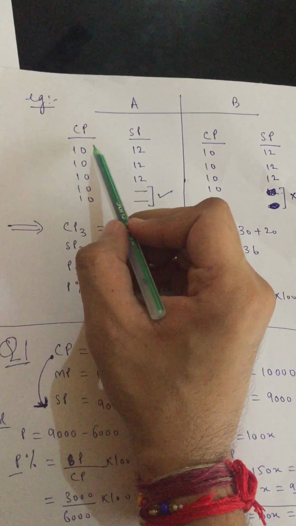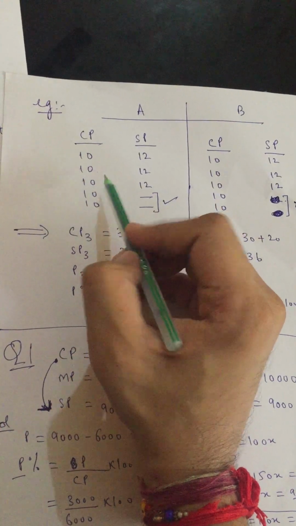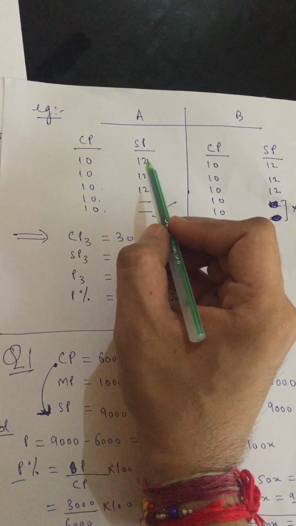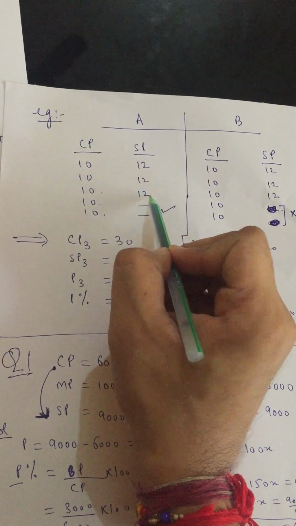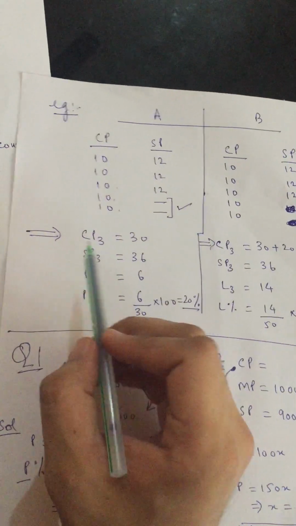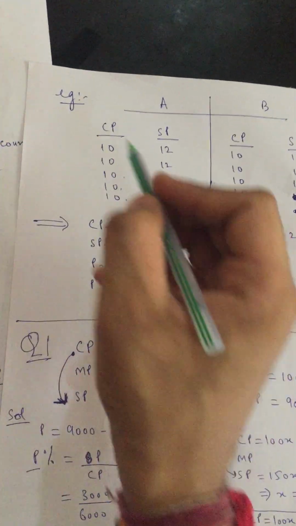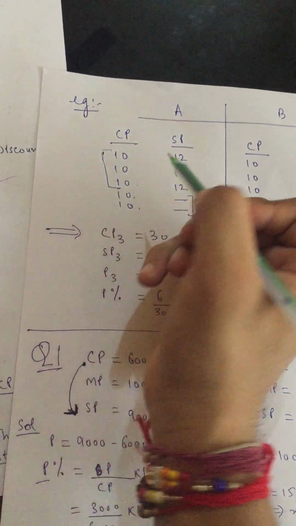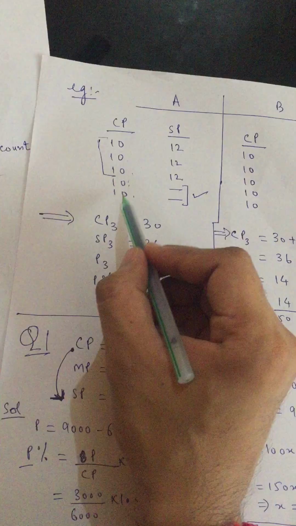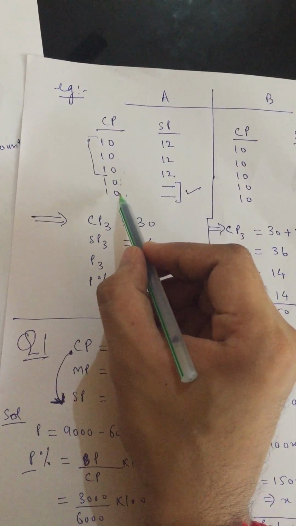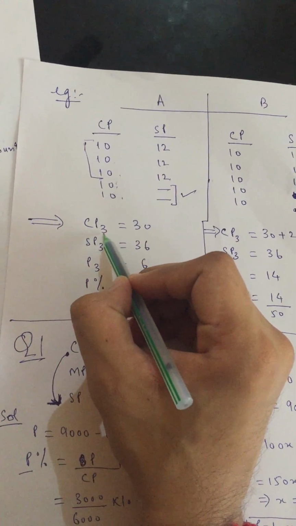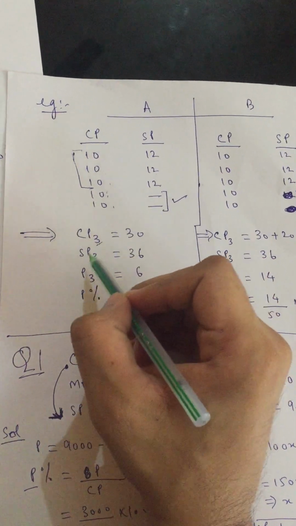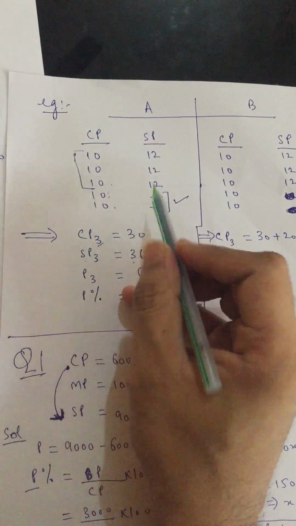So if you bought 5 pens, rupees 10, rupees 10, rupees 10, rupees 10, rupees 10, and you sell 3 pens at rupees 12, 12 and 12, then cost price of 3 pens. Why 3? Because only 3 pens are put into transaction. The rest 2 pens are still there in the store. They are not put in the transaction. That is why quantity here will be taken as 3. CP of 3 is 30. SP of 3 is 36.